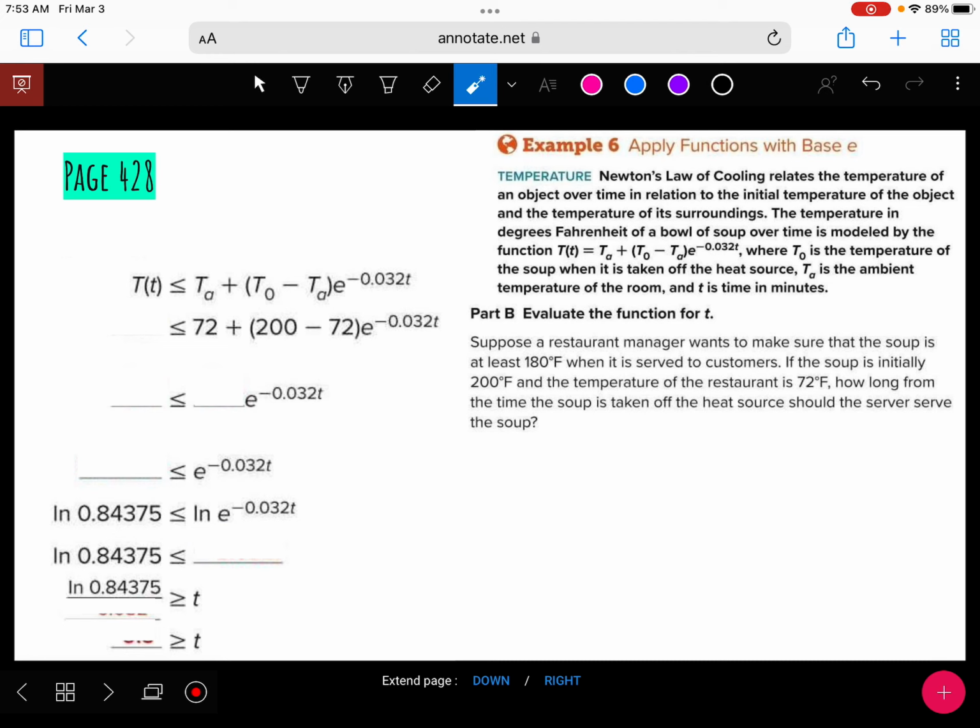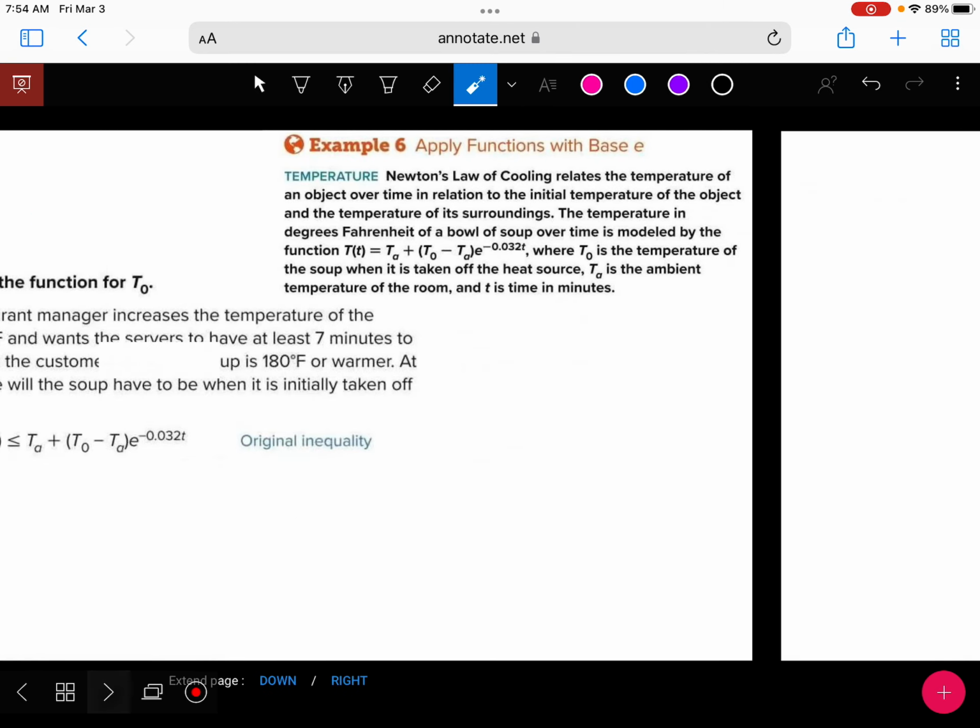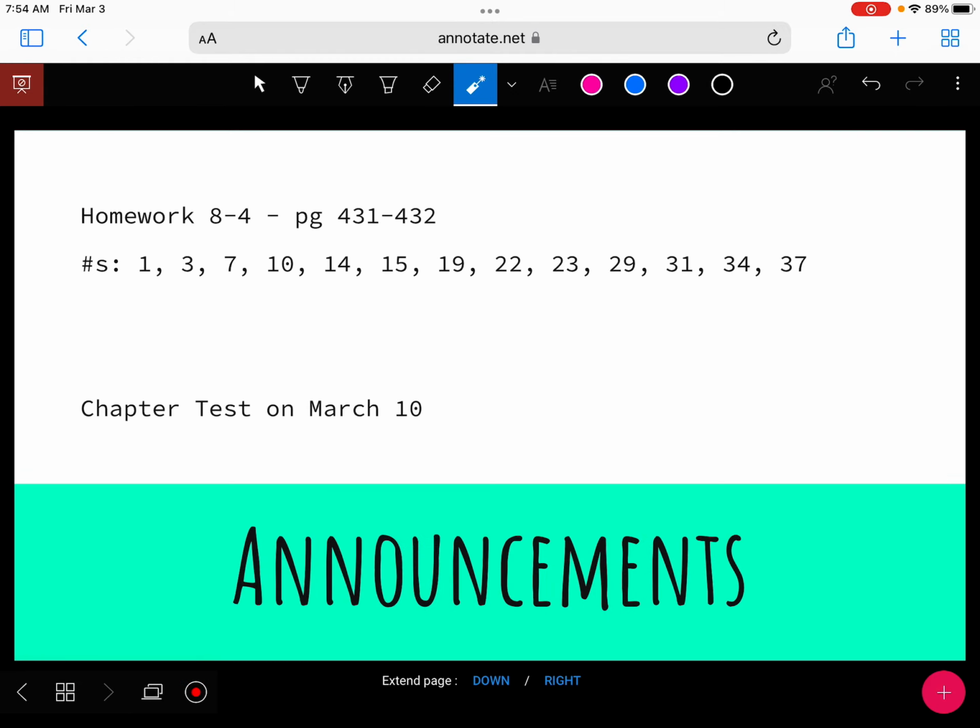Our logs. So if we have a savings account that is compounded in any way, shape, or form, and our time is up in that exponent, and I want to know how long until I can get this car, we use a log. Okay, and that's what we're going to focus on next week. Don't worry about this one because honestly, that's really petty. How long until the server brings my soup? Gross.